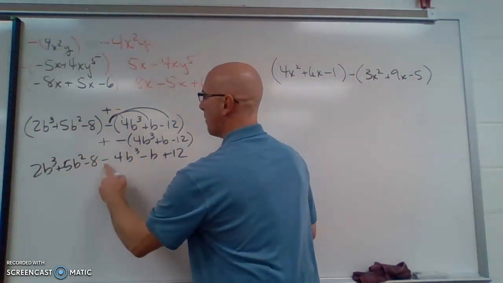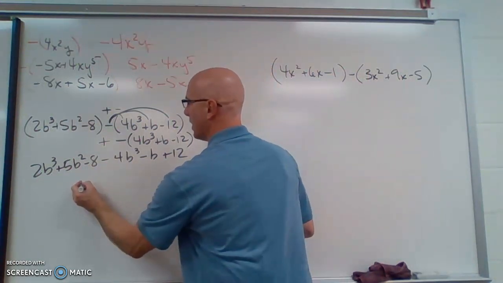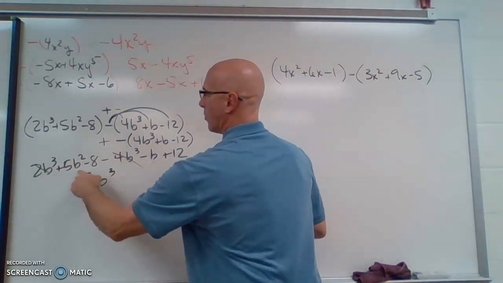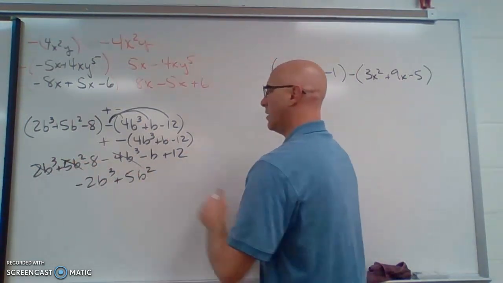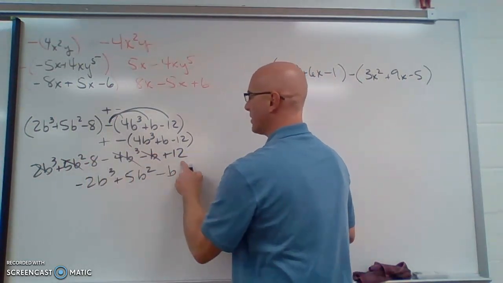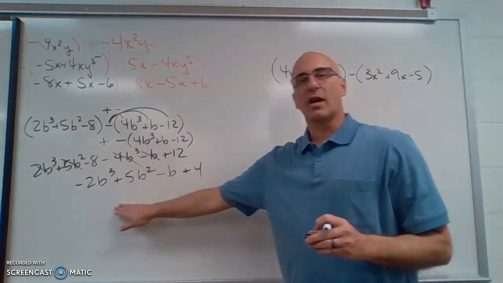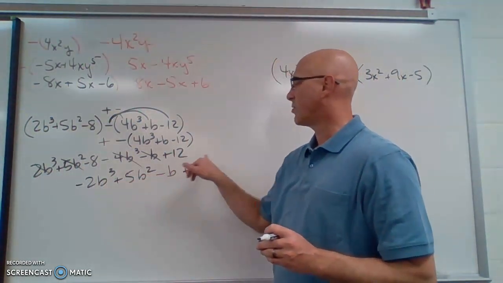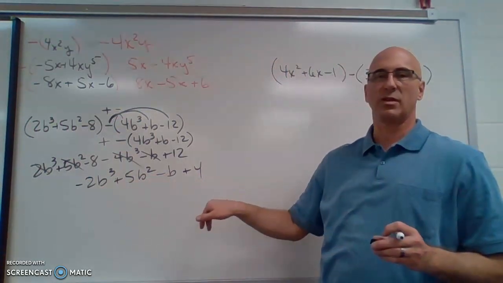Here's a b cubed minus, so 2b to the third minus 4b to the third is a negative 2b to the third. I'm going to cross those off. I only have 1b squared, so plus 5b squared. And then I have a minus b. And then I have negative 8 plus 12, which is a 4. And it's always customary to write your terms with the powers decreasing. So the degree of each monomial will be decreasing.